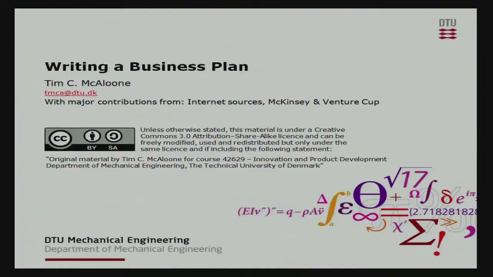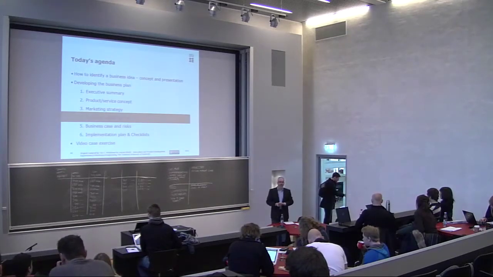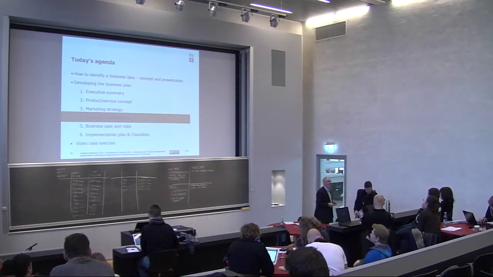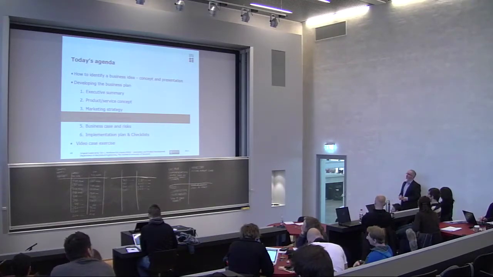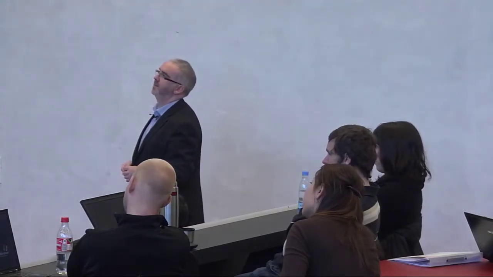The last chunk now, before we take an exercise at the end to try and consolidate all the many slides I've been through about all the different facets of a business plan, is looking at the business model and system itself, how to build up the different business model elements, building a business case and talking about the risks, and then looking at an implementation plan. And then we'll do a little case exercise.